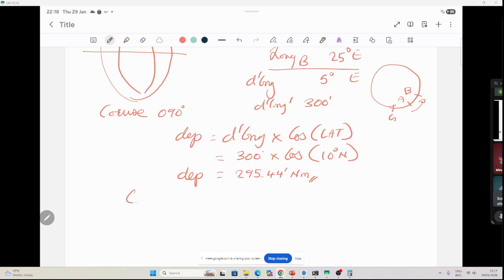So finally, your course and distance. When you are writing it, you write it in this way: 090 degrees true into 295.44 nautical miles. You write it like this, your answer. Even in the chart, you write it like this.